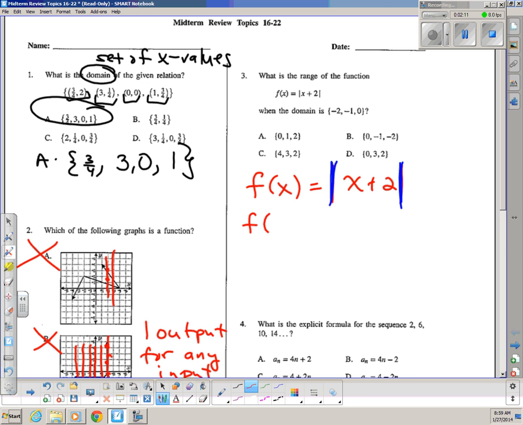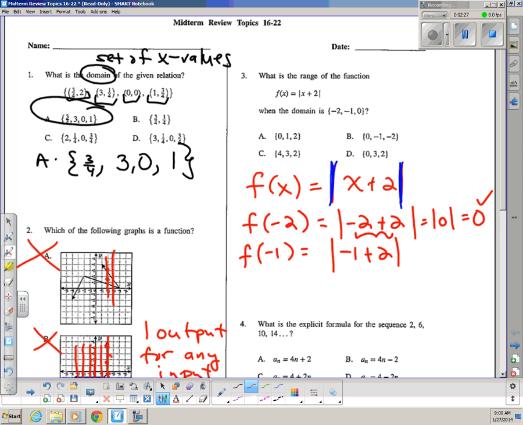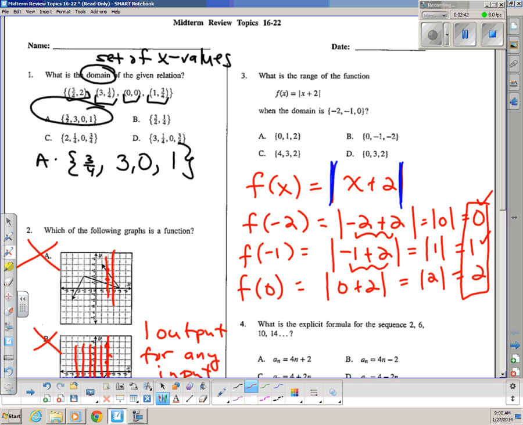Basically, what we're going to do is take -2 and plug it into the function. Wherever we see an x, we'll put a -2. -2 plus 2 is 0, and the absolute value of 0 is 0. So 0 is in the range. f of -1 is absolute value of -1 plus 2, which is equal to absolute value of 1, which is 1. So now 1's in the range. f of 0 is equal to absolute value of 0 plus 2, which is absolute value of 2, which is 2. So this would be my range.